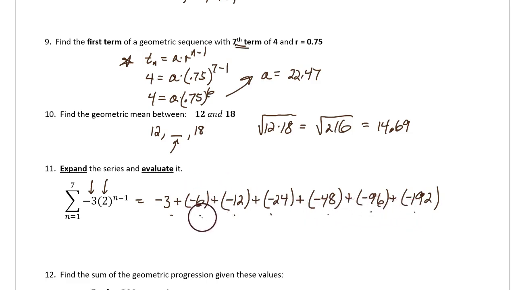That's expanding it. Now we have to evaluate. So since we already wrote out all the numbers, let's just type them in the calculator to get the answer. And the result is negative 381.